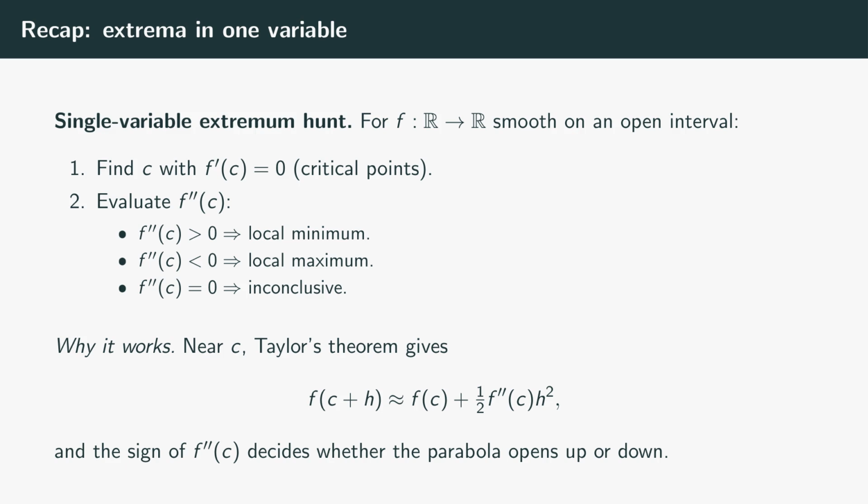Near a critical point, the linear term vanishes, so the leading behavior of f is the quadratic 1/2 f'' of c times h squared. The sign of f'' of c tells you whether that quadratic is a smile or a frown, which tells you the local shape of the graph. Today we generalize this to surfaces, and we'll see that the right object is not a single number, but a 2x2 matrix.